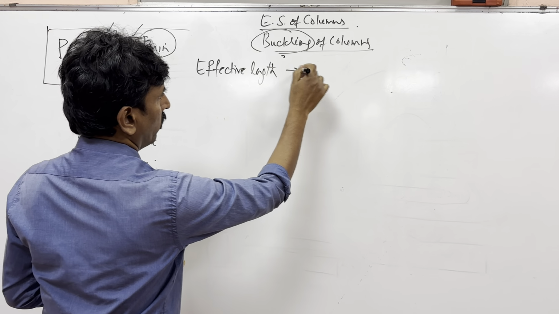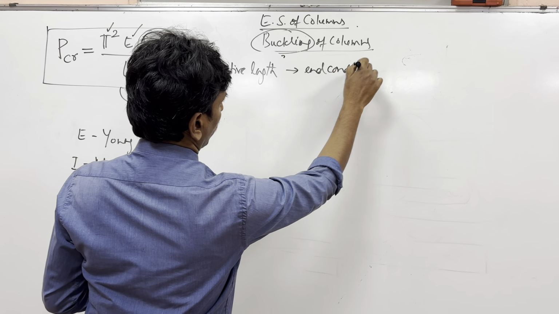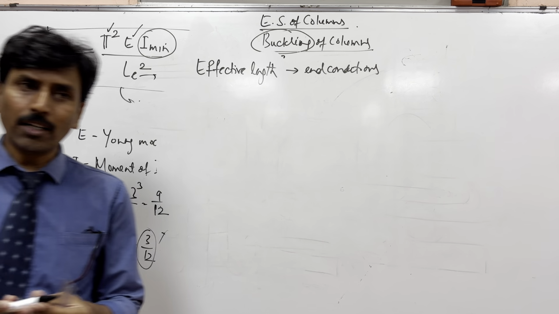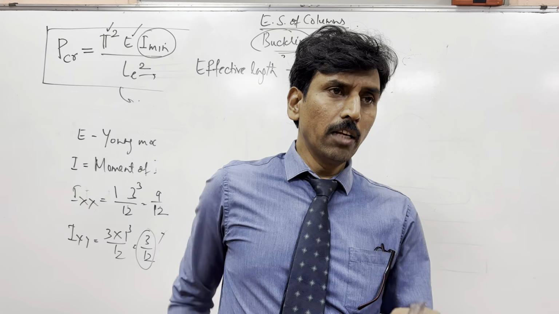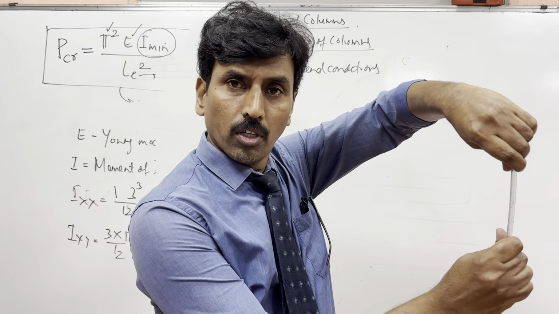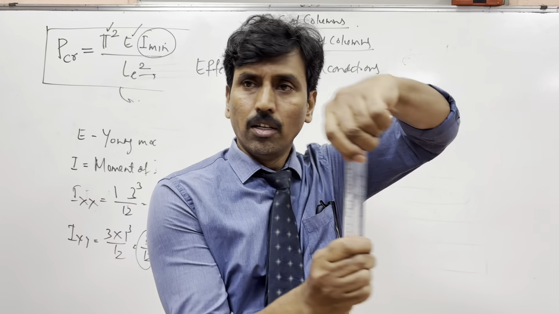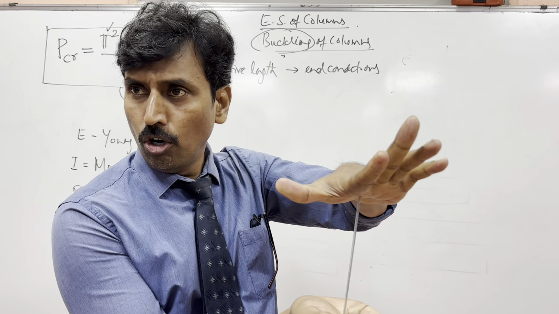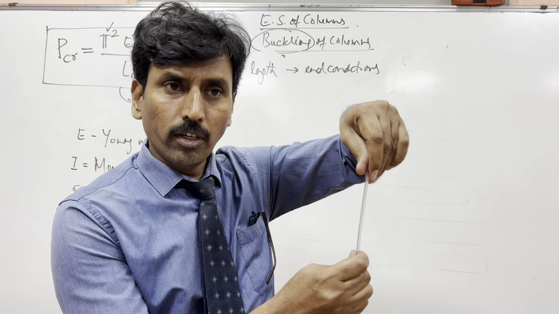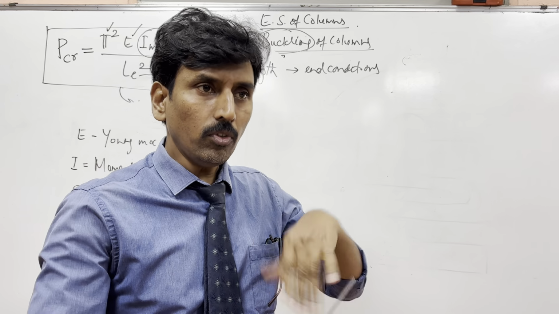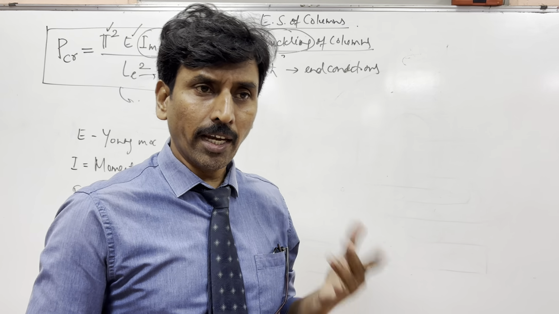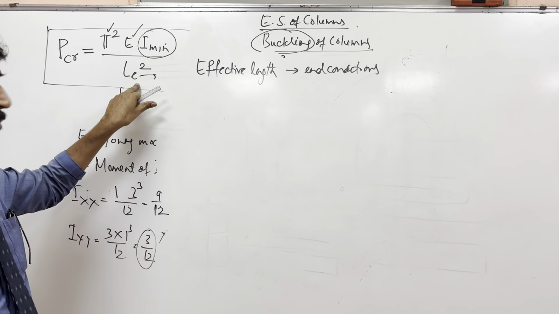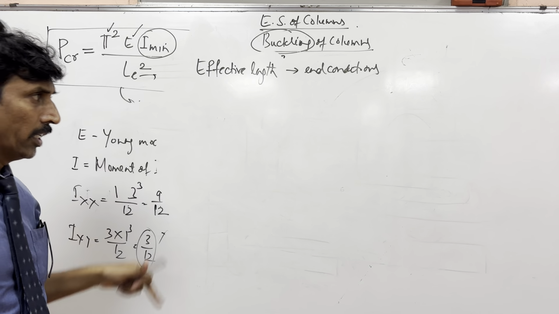Effective length depends on the end conditions. End conditions means how you hold it. Guys, how you hold it really matters. Suppose I hold it like this, can you take more load? Definitely. If I hold it like this, will it take more load? No. So the way I hold really matters for how much load these columns can take. Therefore Euler said you need to substitute different LE values for different end conditions.